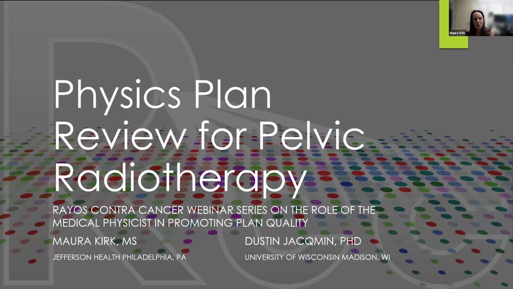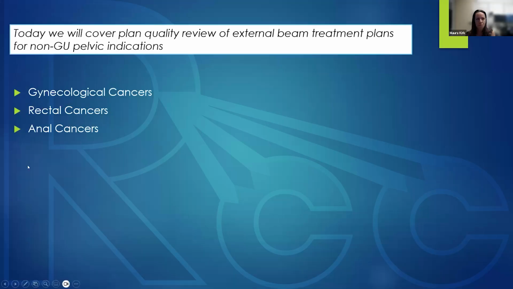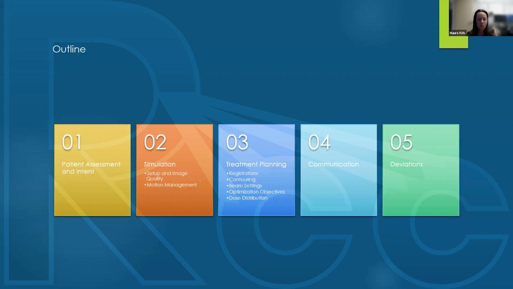Thanks, Dustin. Thank you all for being here this morning, and I'm excited to present to you our physics plan review for pelvic radiotherapy. So today we'll cover plan quality review for external beam treatment plans for the non-prostate indications: gynecological cancers, rectal cancers, and anal cancers. You're likely familiar with our outline by now, so we'll be going through patient assessment intent, simulation, treatment planning, communication, and DBH, all in terms of what we look for in plan quality for pelvis treatment.